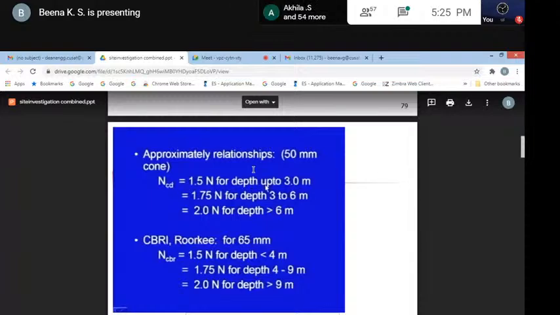CBRI Roorkee have arrived at, for a 65 mm cone, 1.5 times the N value for depth less than 4 meter, 1.75 times the N value for depth between 4 and 9 meter, and 2 times for depth greater than 9 meters. There is some small change between the limiting values.